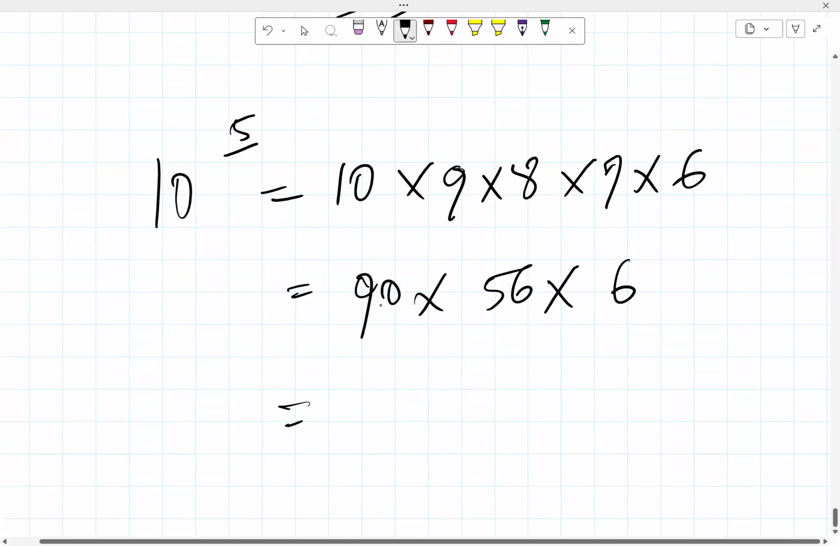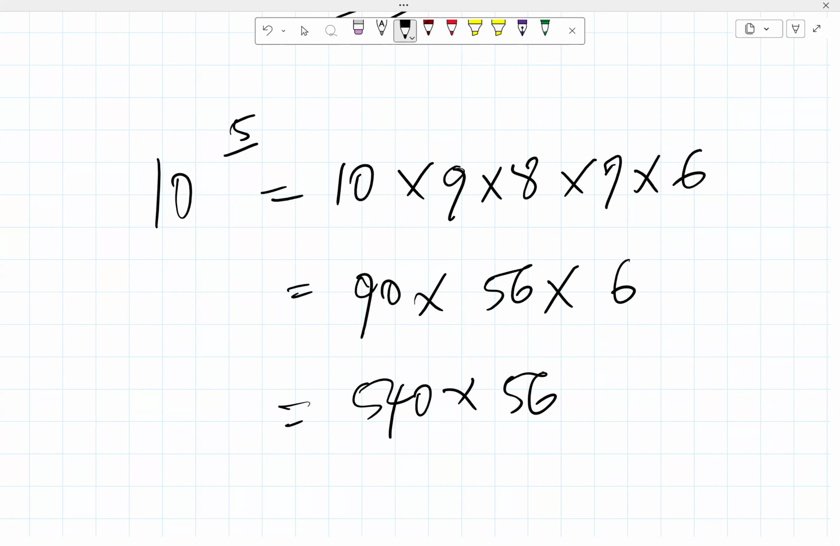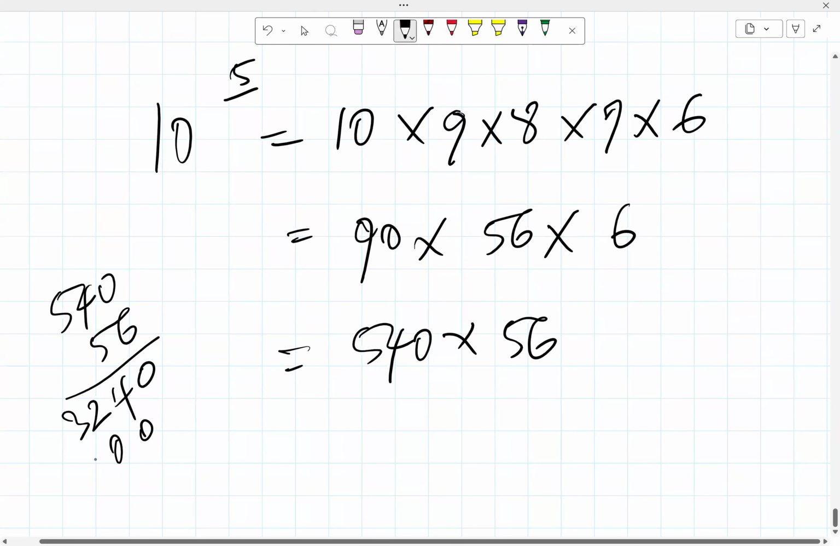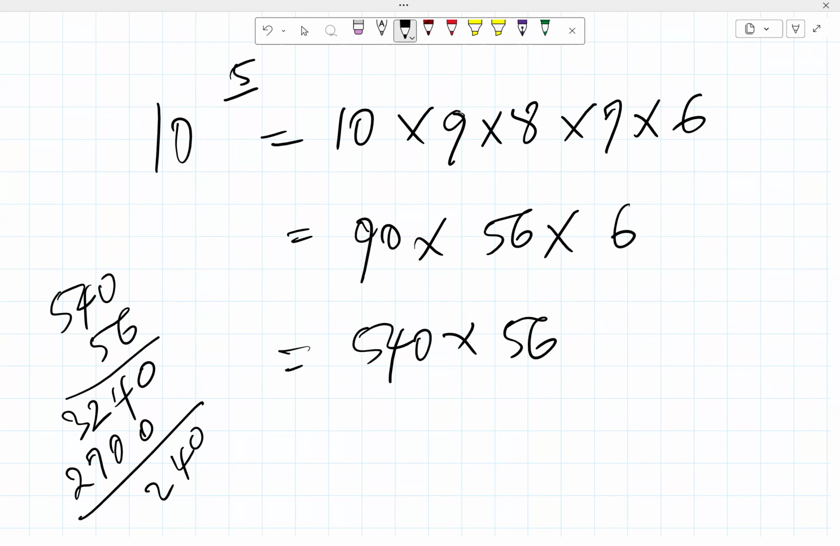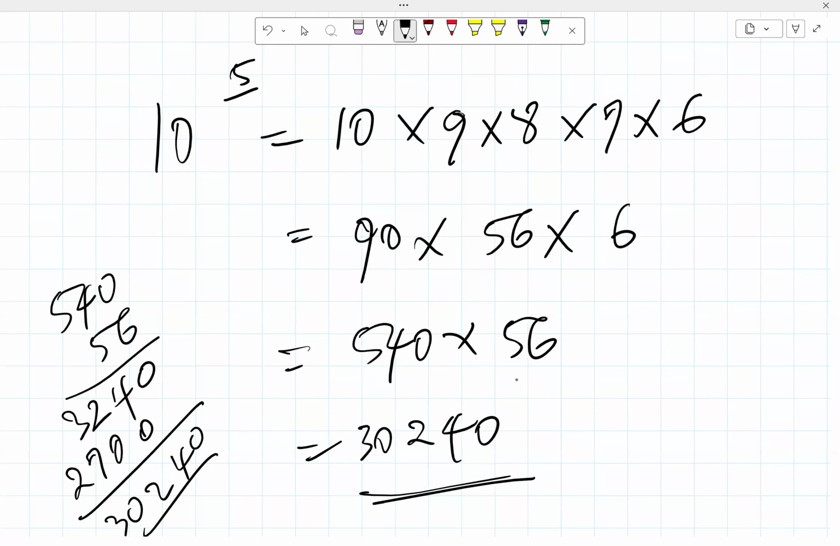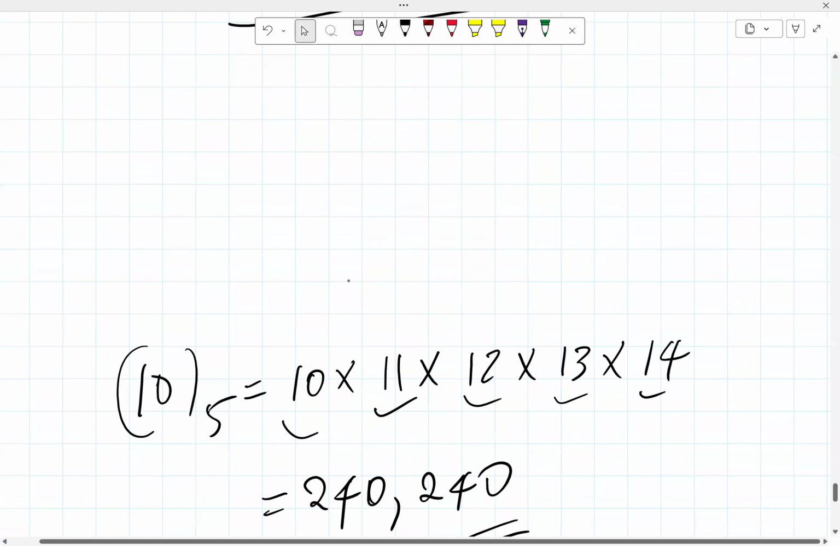Then I can try again. 90 times 6 is 540 times 56. I'm just trying to do it my own way. So that's 540 times 56. 6 times 0 is 0. 6 times 4 is 24. I have 2 held. 6 times 5 is 30. That's 32. Then 5 times 0 is 0. 5 times 4 is 20. I hold 2. 5 times 5 is 25. That's 27. So I have 0, 4, 2, 0, 3. That's 30,240. Okay. So I could have done the same thing here too.